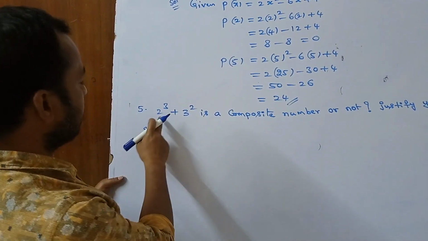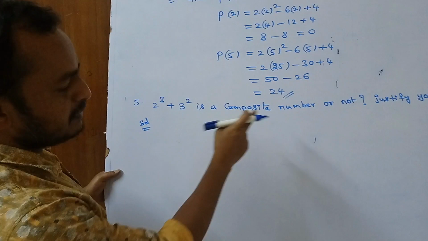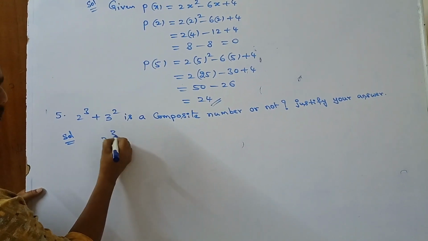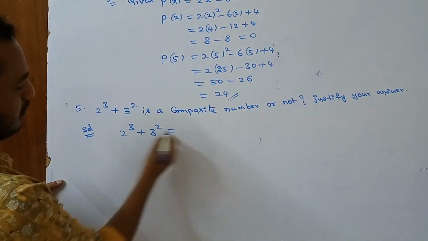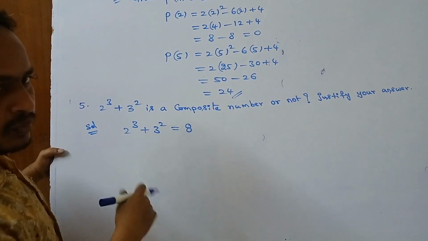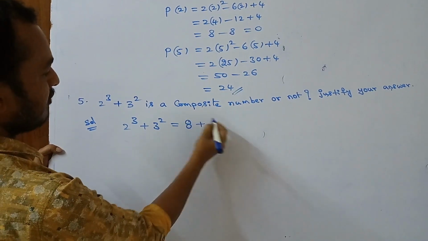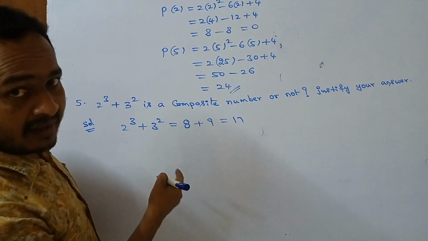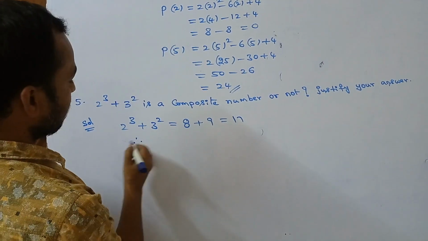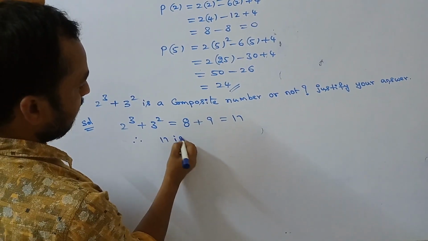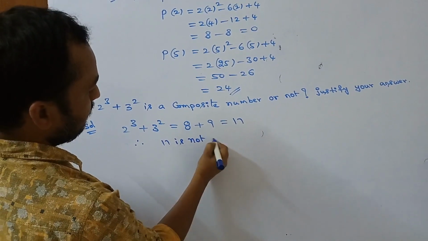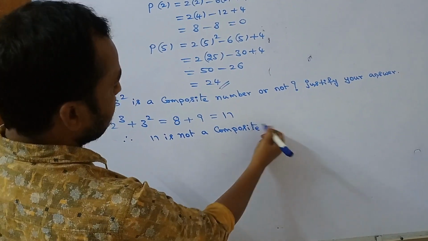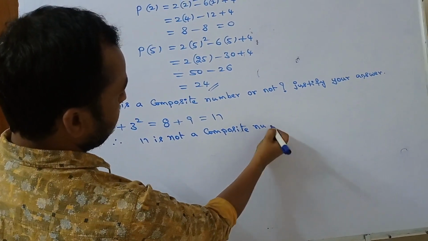Now, fifth question: is 2 cube plus 3 square a composite number or not? Justify your answer. 2 cube is 8, plus 3 square, which is 9. 8 plus 9 is 17. 17 is a prime number. Therefore, it is not a composite number.